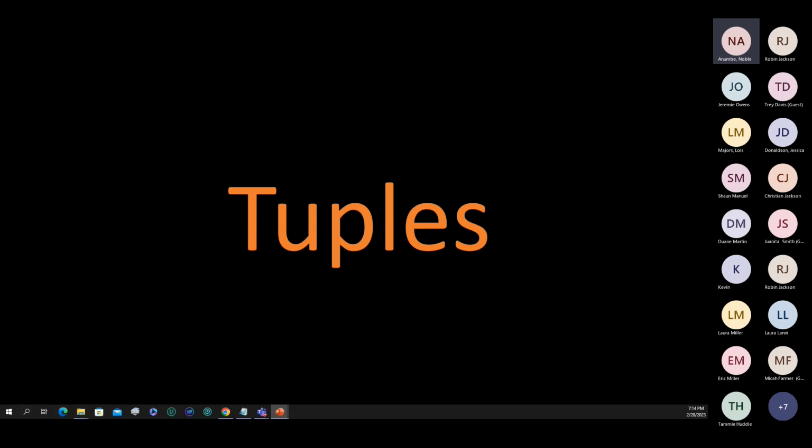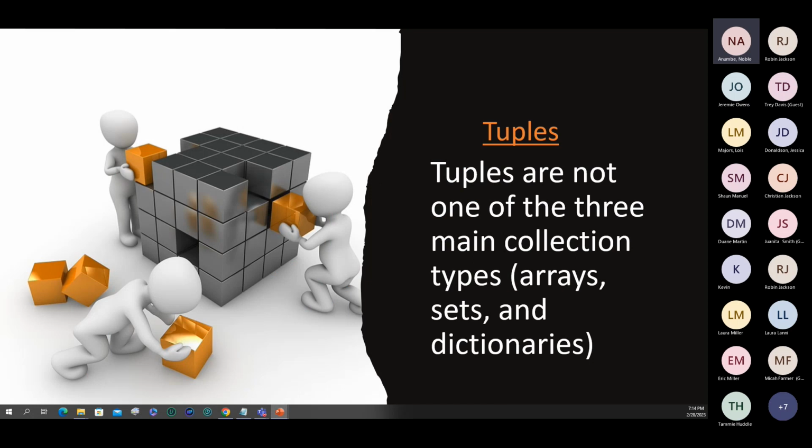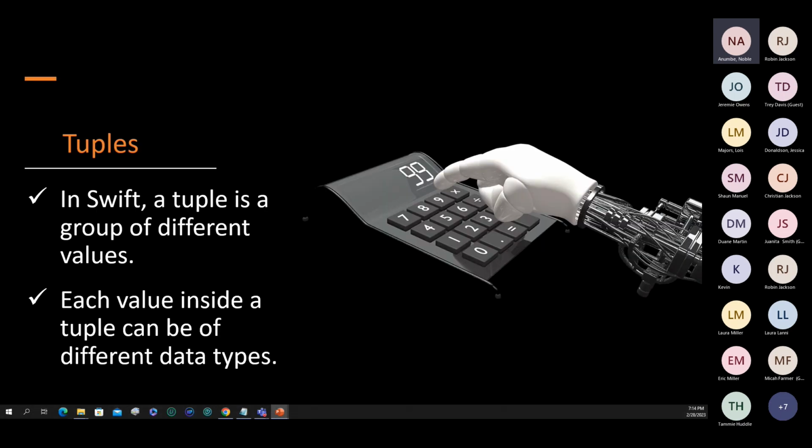So the last collection type that we're going to talk about is the tuples, which is what I said. It's a compound collection type. It's not like your typical one of the three main collection types. And what are tuples, right? Like I mentioned, tuples are not one of the three main collection types, which includes the arrays, sets, and dictionaries. So they are a completely different type. In Swift, a tuple is a group of different values.